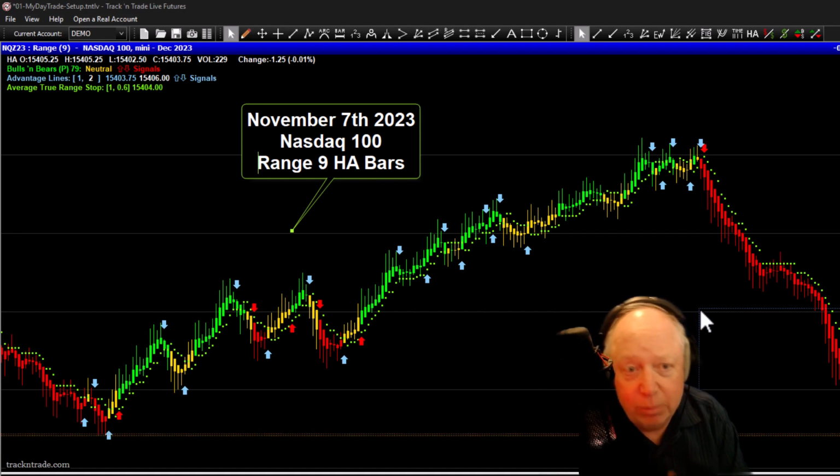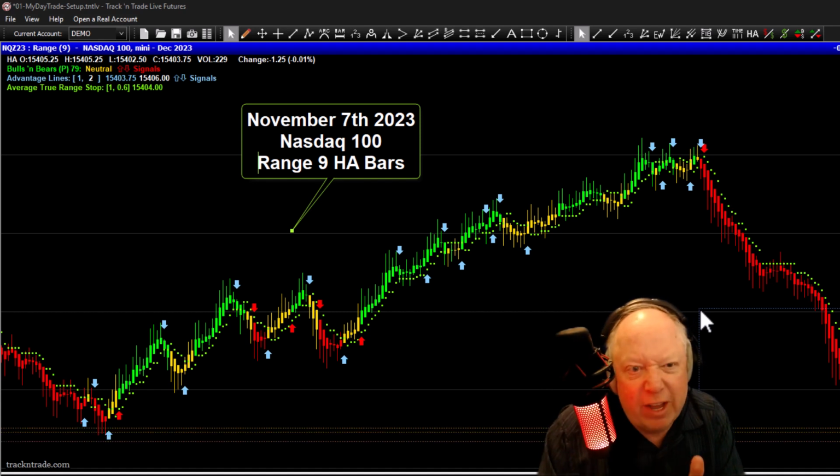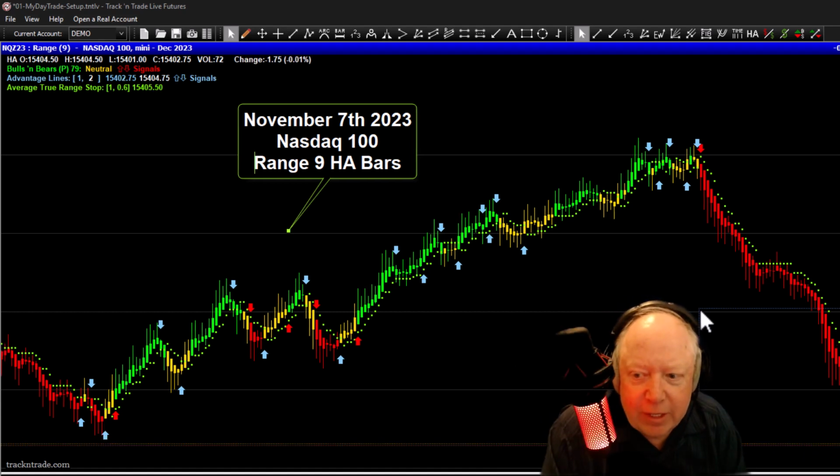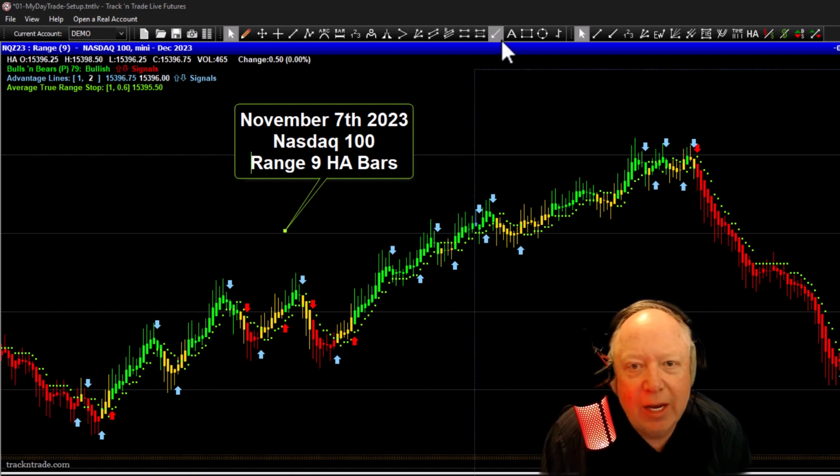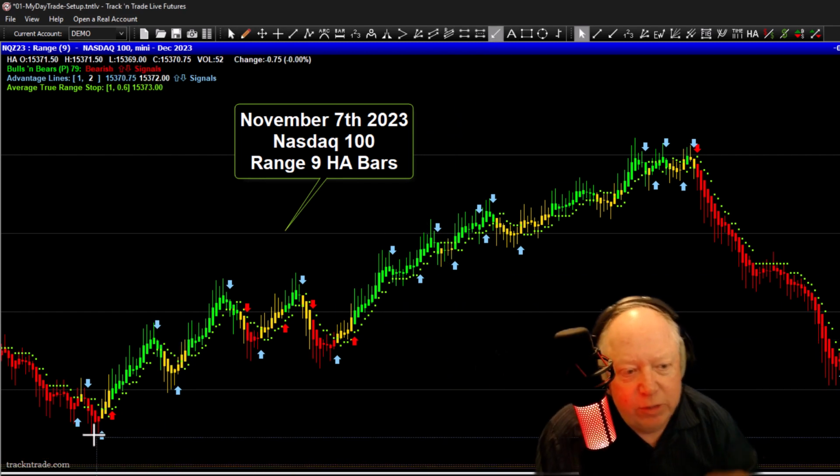This is November 7th. The market's still open, still running a little bit. It closes in about 5 minutes, but I'm done trading for the day, and I wanted to just show you how this market turned out. So the first thing I want to do is highlight for you the 3-drive pattern as this market came off this bottom.